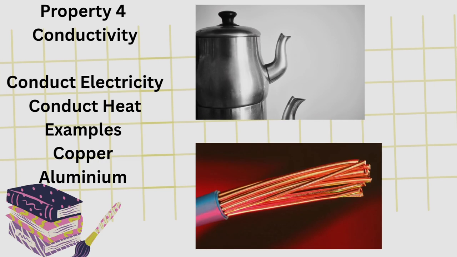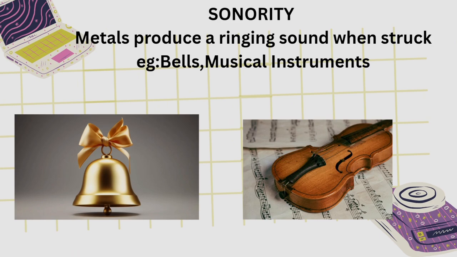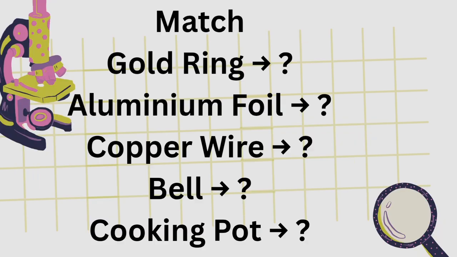Property 4, conductivity. We use metallic substances to cook food and to boil water and milk, because metals can conduct heat and electricity. For conducting electricity, we use copper wire because it has the property of conductivity. Property 5, sonority. Metals produce a ringing sound when they are struck. That property is used in bells and musical instruments.